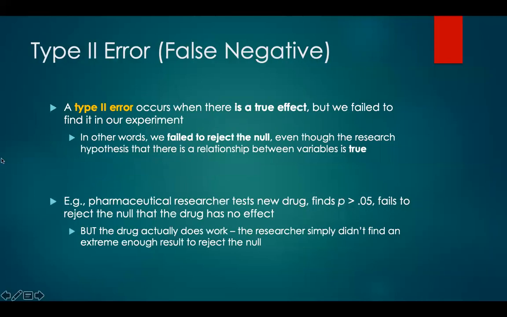Now, a type 2 error is the exact opposite. It occurs when there is a true effect at the population level, but we fail to find it in our experiment. In other words, we failed to reject the null hypothesis, even though the research hypothesis that there is a relationship between variables is true. For example, a pharmaceutical researcher tests a new drug and finds p is greater than 0.05 and fails to reject the null that the drug has no effect. But in actuality, the drug does work, and the researcher simply didn't find a result extreme enough to reject the null.